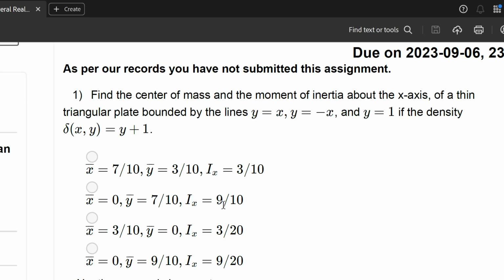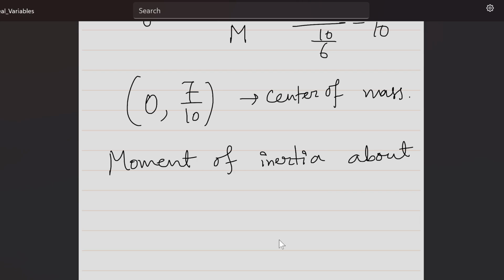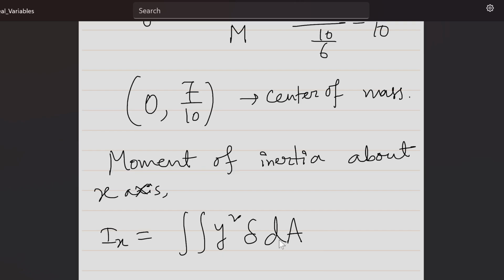It is nothing but summation m r square. So here summation is replaced by integration. It is a concept of physics actually. So moment of inertia about x-axis, this is represented Ix. This is integral y square delta, that is the density function, dA. Now what is here? I already told about dA, that is dx dy.